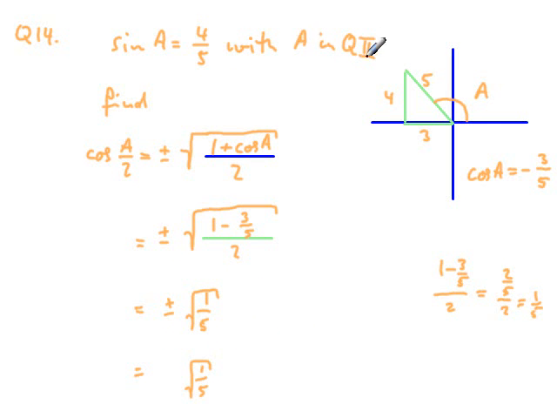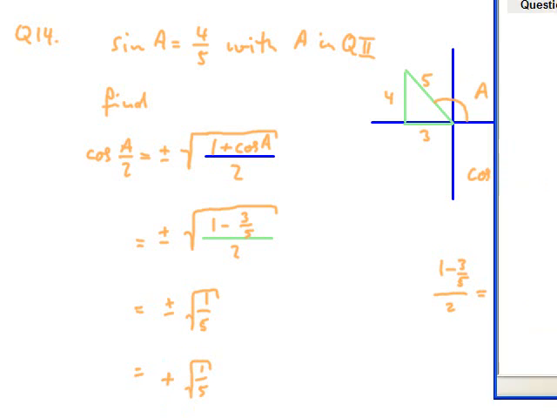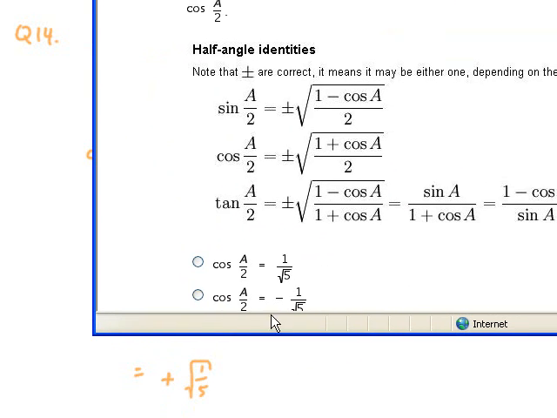If A itself is in quadrant 2, then I take half of that A, and I'm going to be in quadrant 1. For A, I'm going to be between 90 and 180 degrees, which means that for A over 2 I'm going to be between 45 and 90 degrees in quadrant 1, and in quadrant 1 the cosine is positive. Again, that's something I have to know, that the cosine is positive in quadrant 1 and negative in quadrant 2. I'm going to look at the possible answers, and there it is, 1 over the square root of 5.